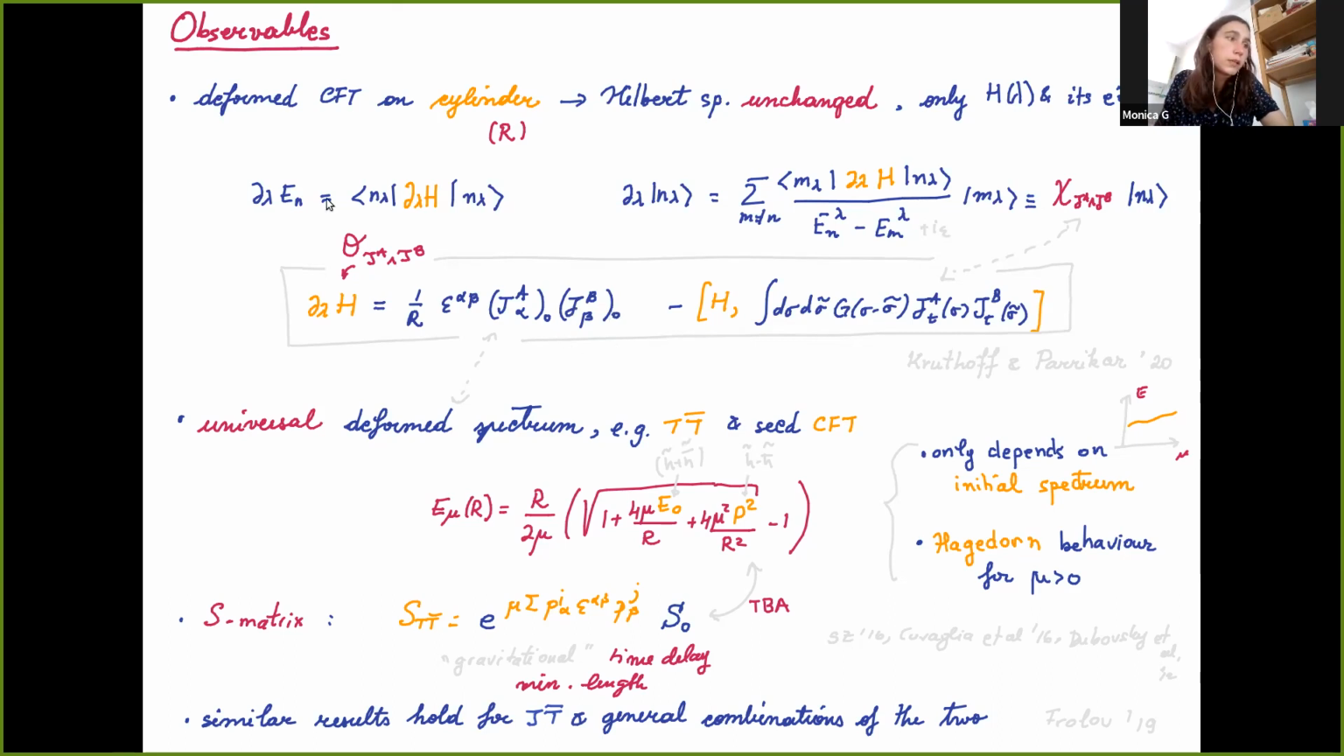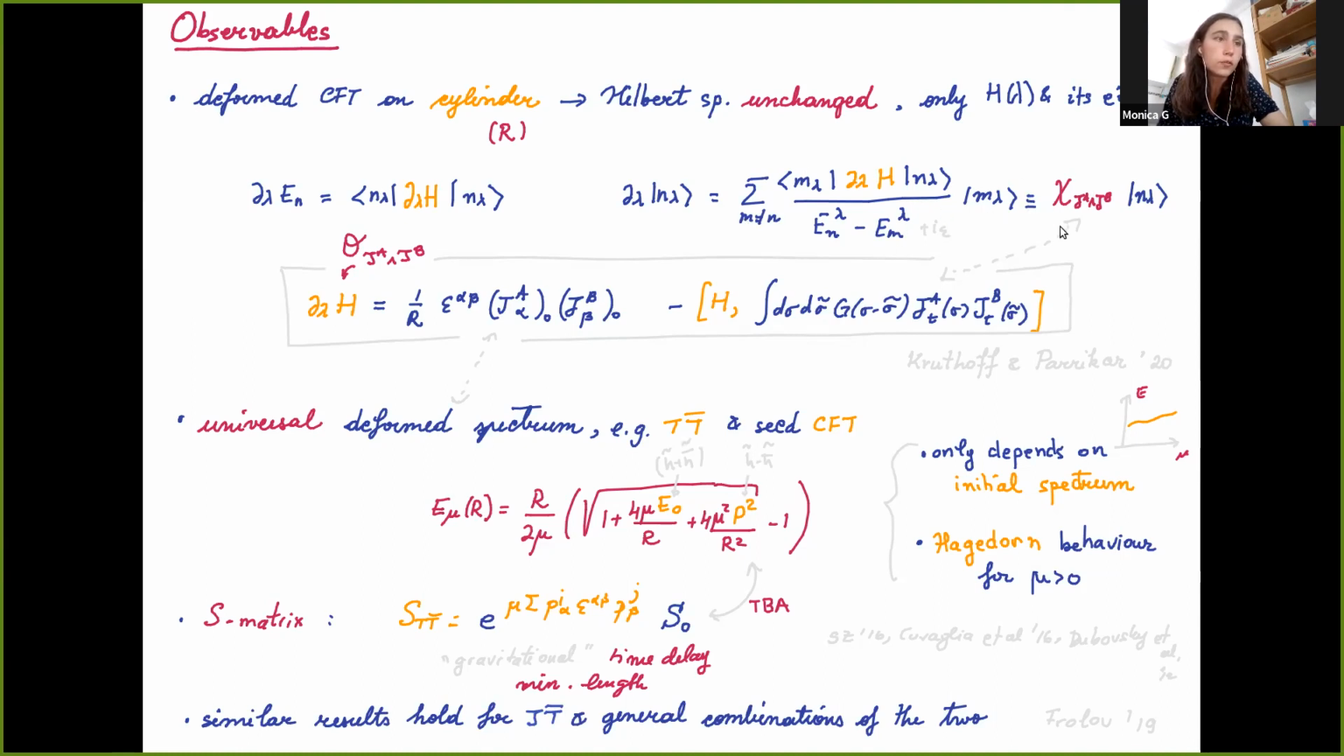Okay, so basically if you're trying to compute the flow of the energies, this term doesn't contribute, and this term is responsible for the universal spectrum that you get for each of these deformations, because this just depends on the zero modes. For example, for TTbar deformed CFT, you get this exact formula for the deformed energies on the cylinder in terms of the undeformed energies and momentum. That comes from this term. This term, as you can see from here, actually contributes. It's one of the main contributions to the flow of the energy eigenstates.